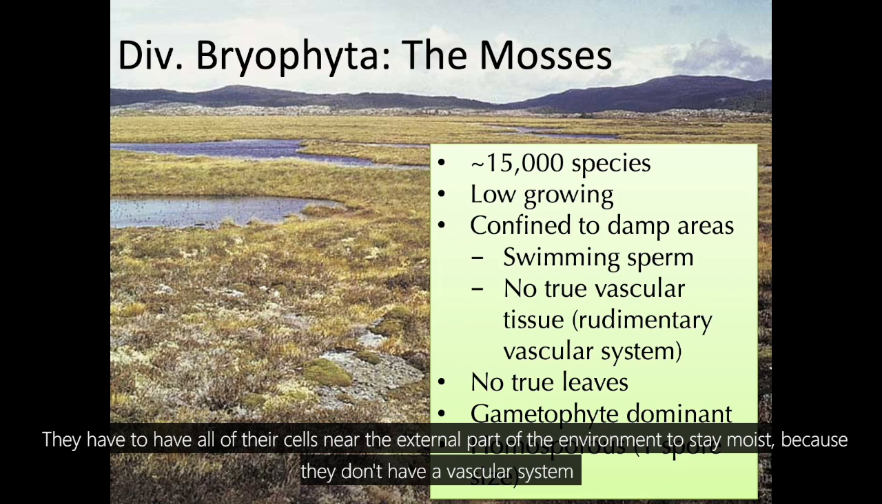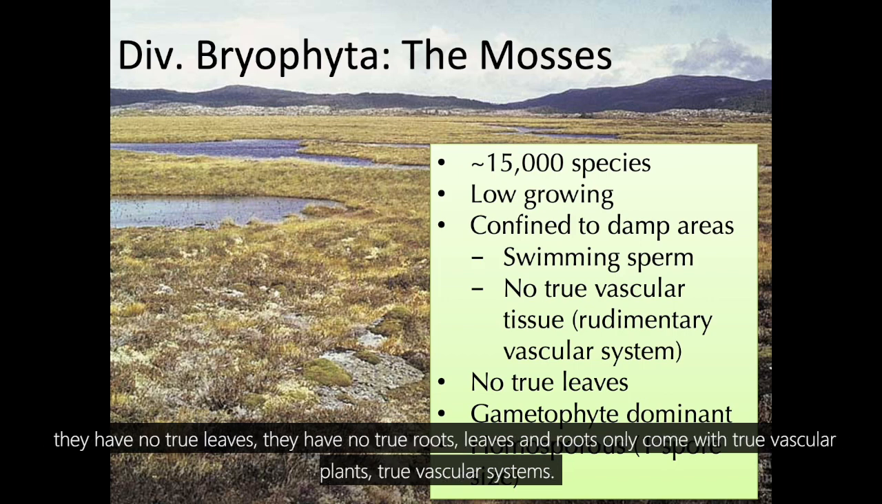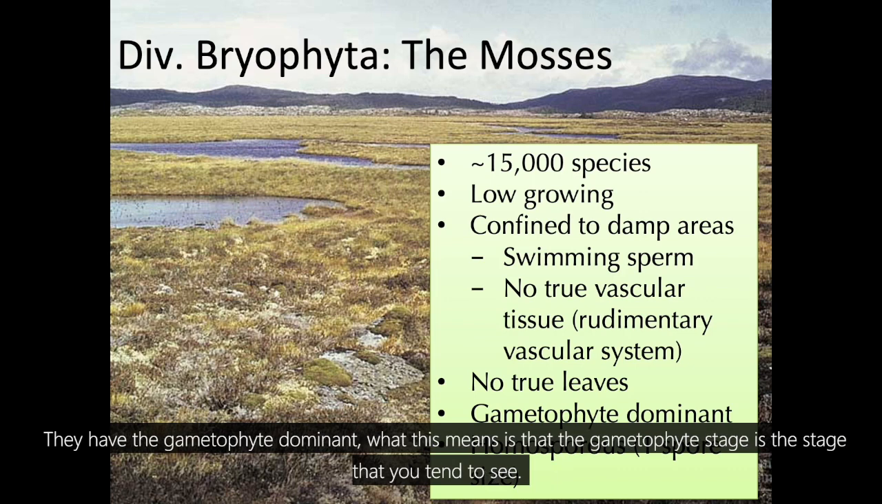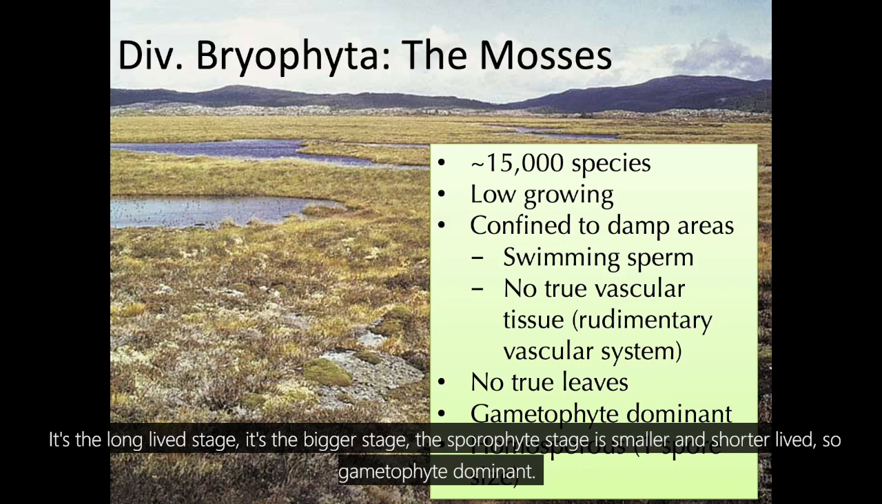Because they don't have a vascular system, they have no true leaves. They have no true roots. Leaves and roots only come with true vascular plants, true vascular systems. They have the gametophyte dominant. What this means is that the gametophyte stage is the stage that you tend to see. It's the long-lived stage, it's the bigger stage. The sporophyte stage is smaller and shorter-lived.